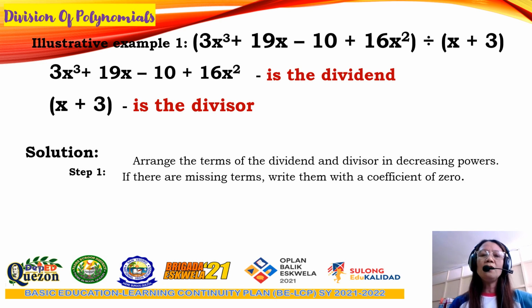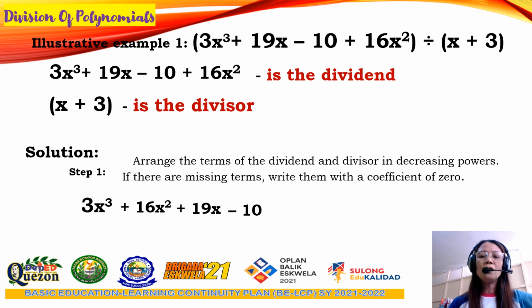So kung makikita ninyo mga bata dito sa ating given, hindi siya sunod-sunod na arranged in decreasing order from highest to lowest exponent of the variable. So kailangang i-arrange muna ito. Since 3x cubed ang may pinakamalaking exponent, siya ang magiging first term or leading term natin, followed by 16x squared, followed by 19x, and last is the constant term, negative 10.